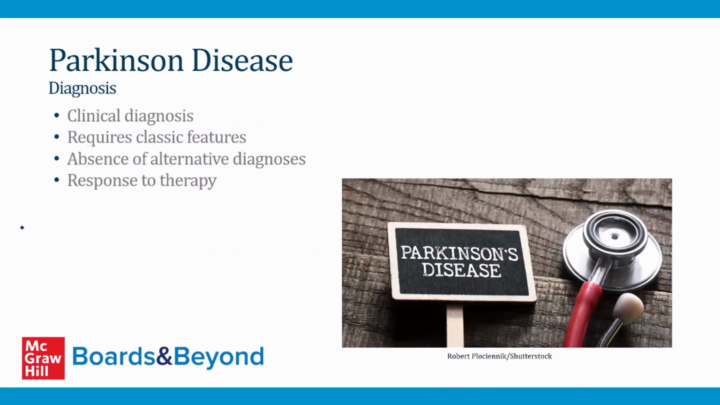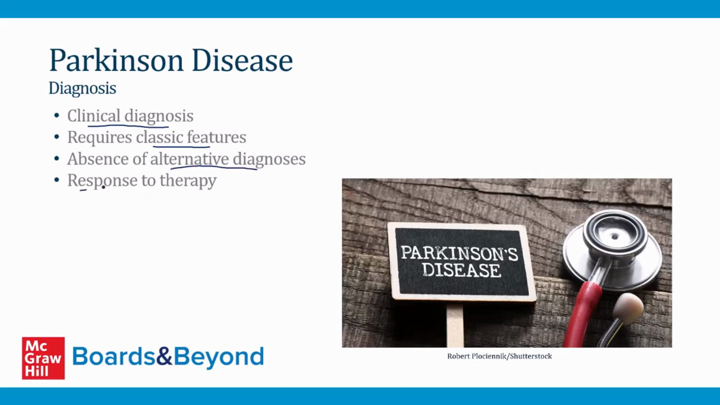Okay, so now that we understand what's happening in the basal ganglia and the brain of patients with Parkinson's disease, I'm going to talk about the clinical features of this disorder. And the first thing you have to understand is that the diagnosis of Parkinson's disease is a clinical diagnosis. Usually no imaging or special studies are required. In order to make the diagnosis, the patient has to have classic features. There can't be a plausible alternative diagnosis besides Parkinson's disease.